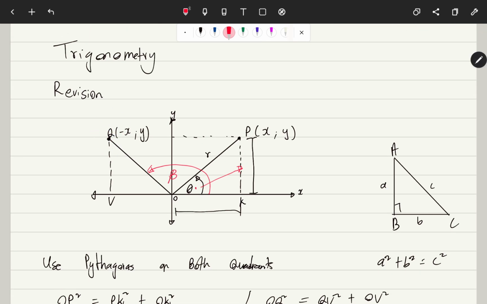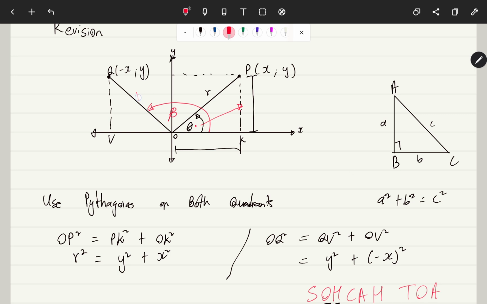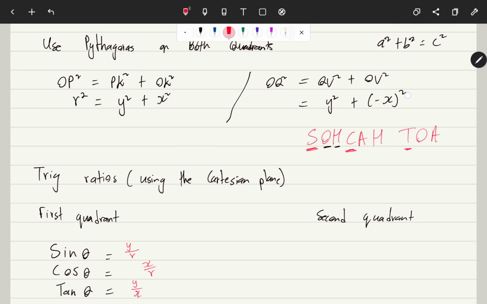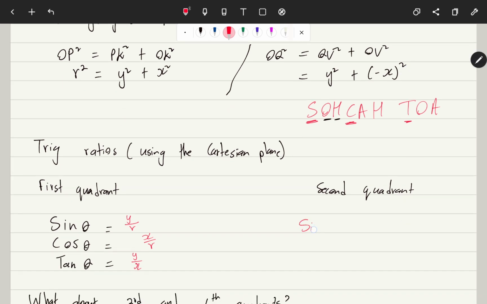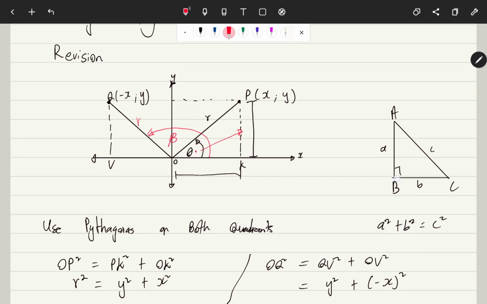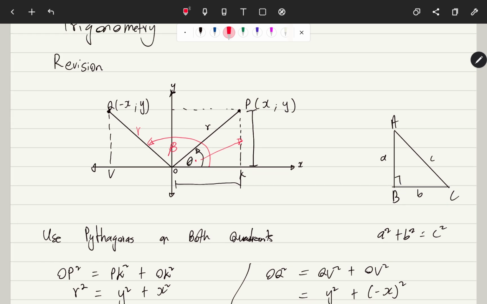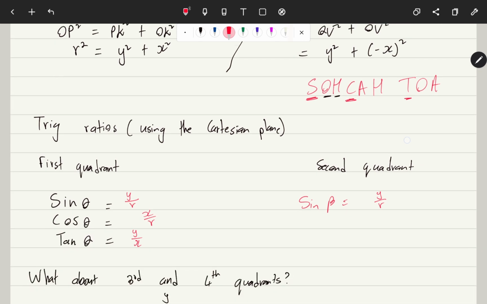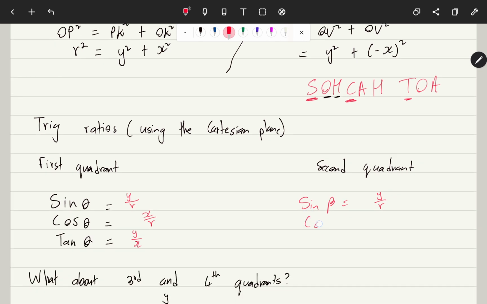We're gonna use point Q. And let us also say that we have r here as our hypotenuse. So we go again for sine. For sine beta, what is opposite beta? It's y. So it's gonna be y over r. And then as for cos beta, it's gonna be minus x over r.